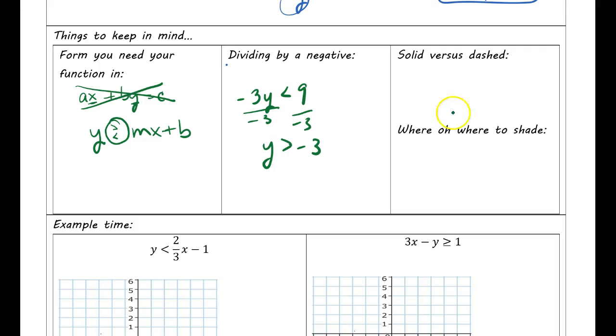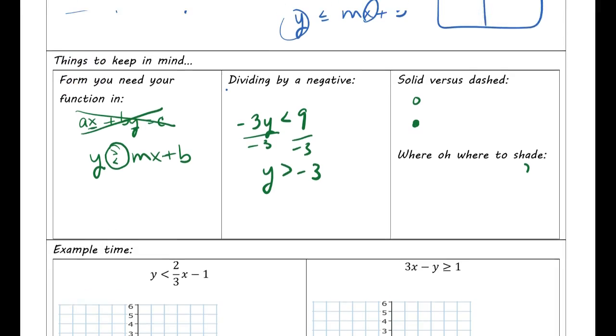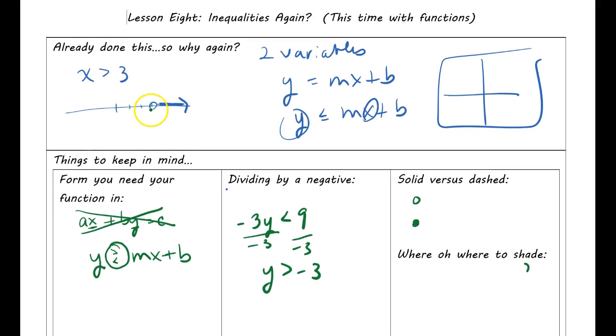And then the other thing I want to remind you of over here is the solid versus dashed and where to shade. So this is going to be a little different because the only thing you had to worry about before was an open circle or a closed circle, okay? And that's whenever we were on a number line. But what's going to happen now is instead of just graphing on a number line, we're going to actually have a graph that may look something like that. Or it may be a dashed line instead, and that's what I mean here by solid versus dashed, okay?